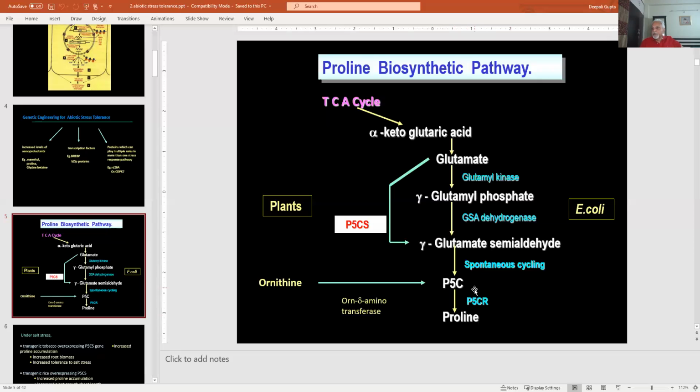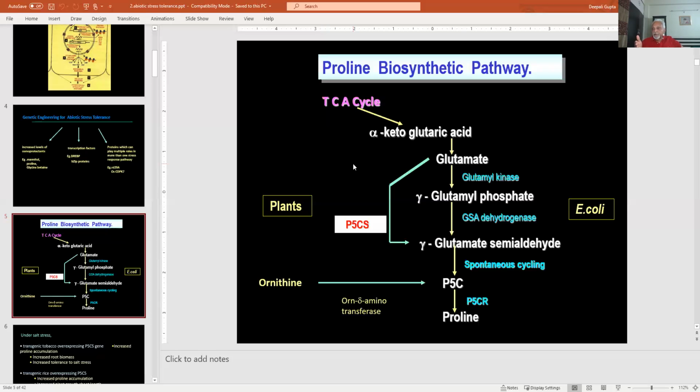Now, this mechanism was well understood in E. coli, but how it happens in plants, that was not understood. So a group in the US started focusing on deciphering the proline biosynthetic pathway in plants. It's a long story, but I will briefly mention that they used the cDNA library from root nodules of mothbean.